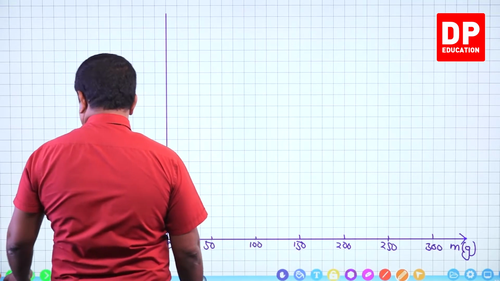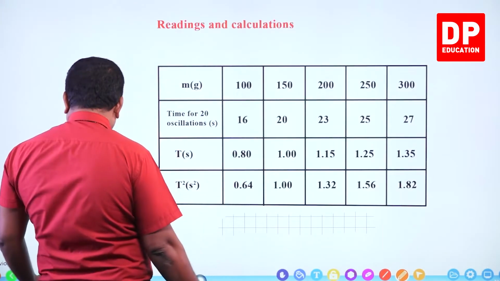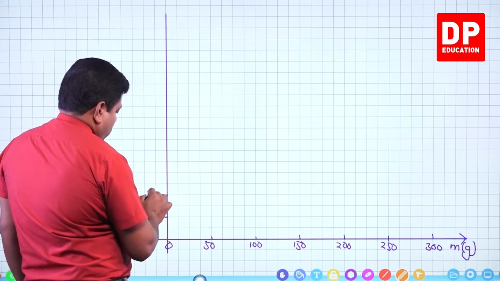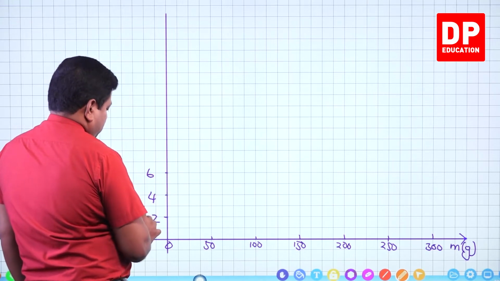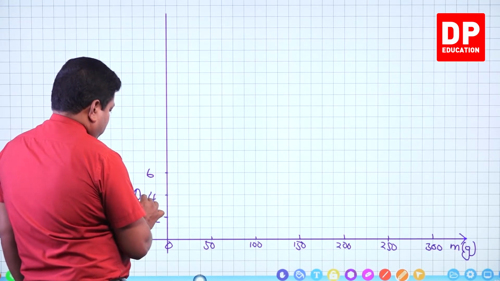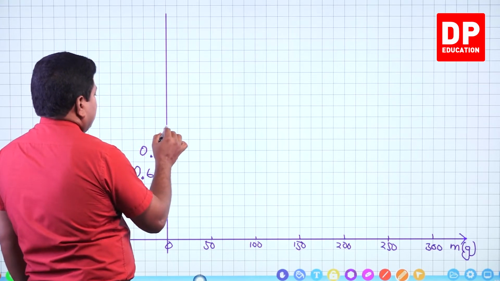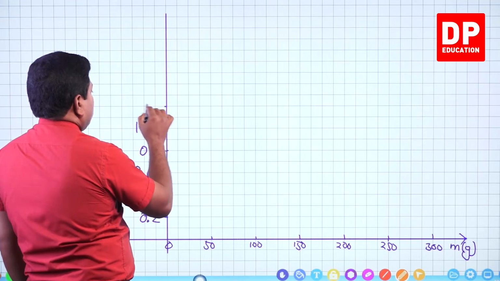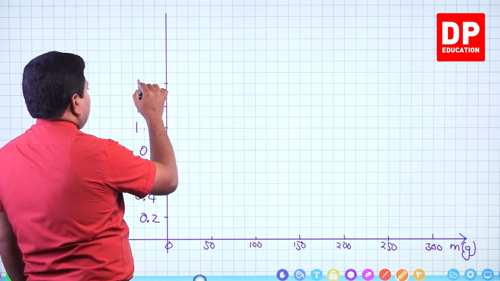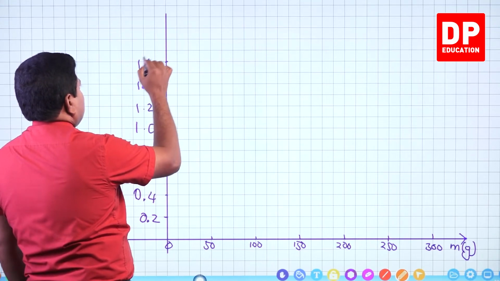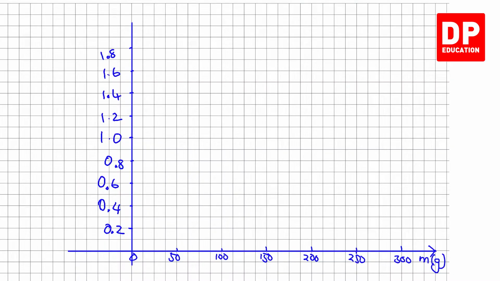And the time T squared up to 1.82 we need. 0.2, 0.4, 0.6, 0.8, 1.0, 1.2, 1.4, 1.6, 1.8, 1.9 would be enough for us. T squared, second squared.